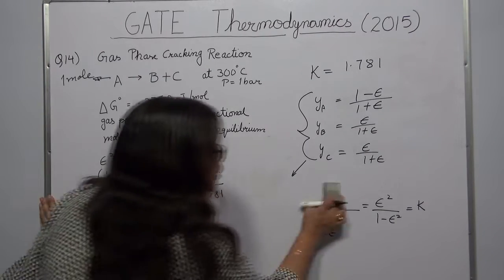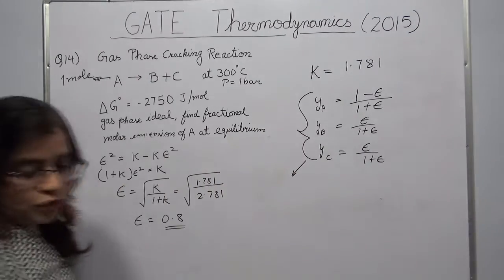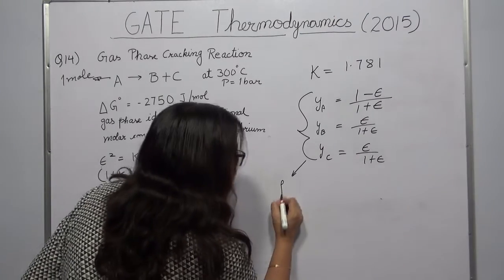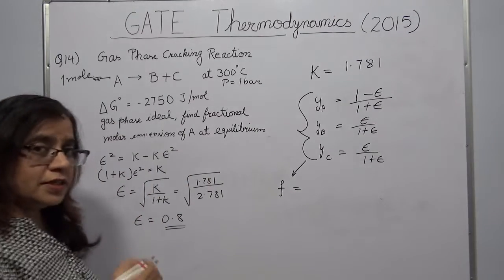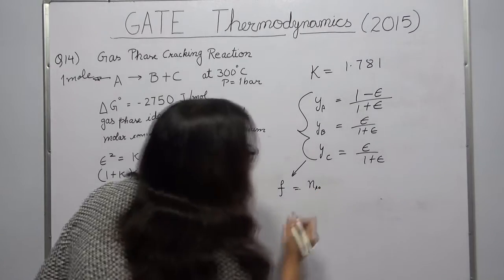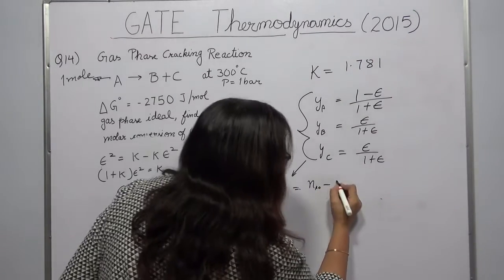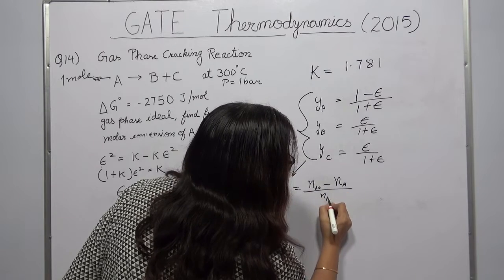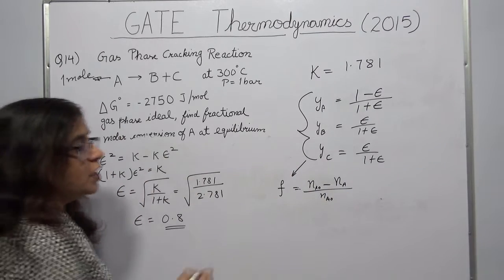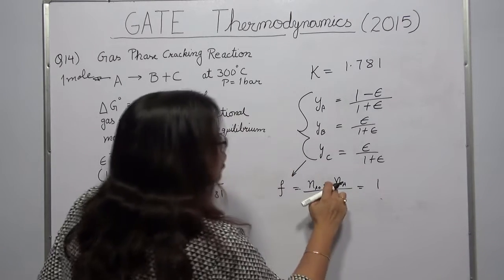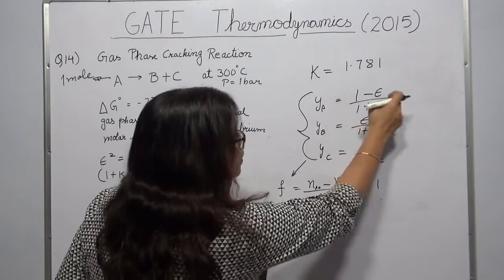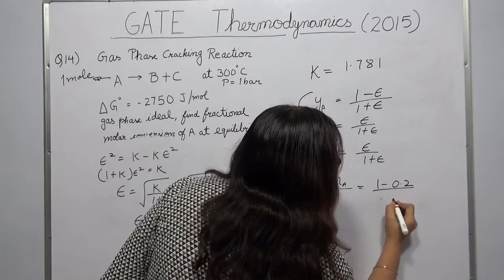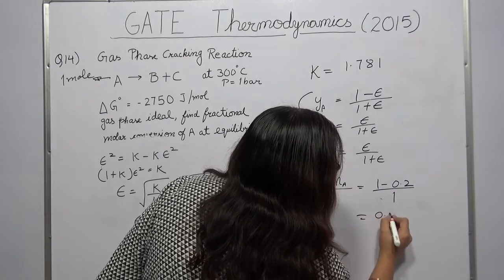Now they have asked you to calculate the fractional conversion. What is the definition of fractional conversion? Fractional conversion, if I say, that is F, that is defined as initial number of moles of A minus the final number of moles of A divided by the initial number of moles of A. Okay. Initial number of moles is 1. What is Na? 1 minus 0.8. So that is Na is 0.2. So 1 minus 0.2 upon 1. So that is equal to 0.8.